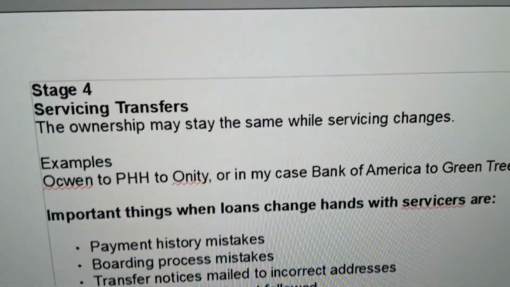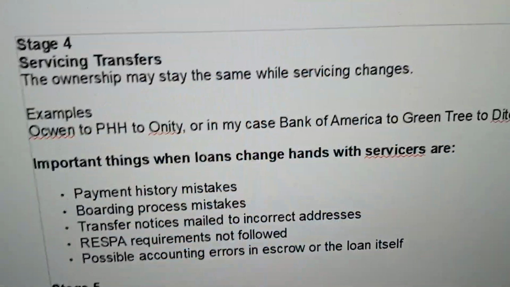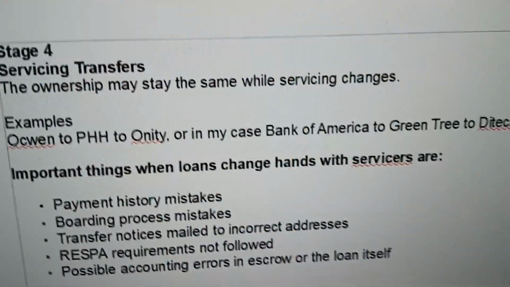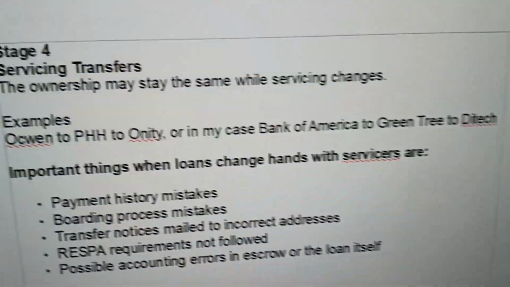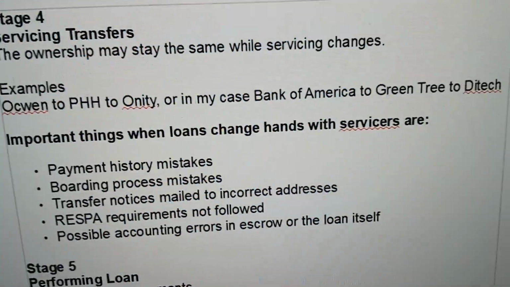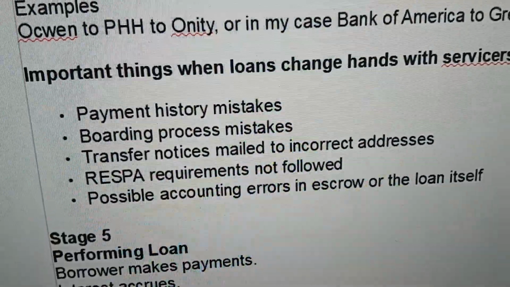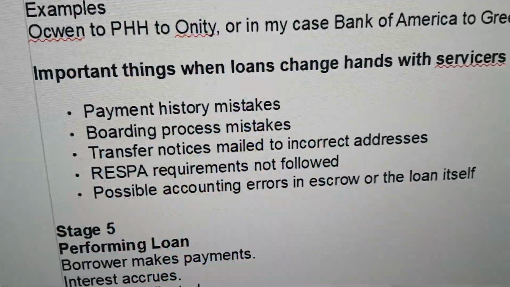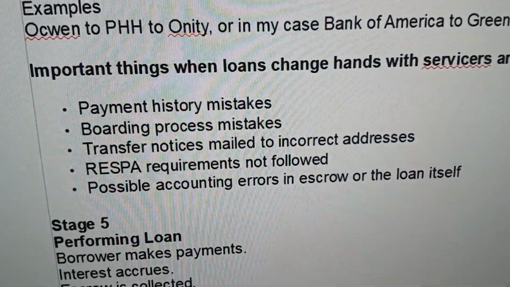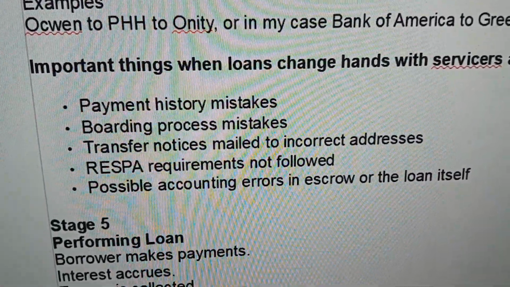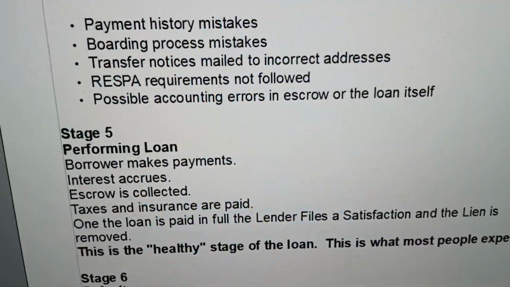Stage 4, servicing transfers. The ownership may still stay the same while the servicing changes. Examples: Ocwen to PHH or Onity, or in my case it was Bank of America to Greentree to Ditech. Important things when loans change hands with servicers are payment history mistakes, boarding process mistakes, transfer notices mailed to incorrect addresses, RESPA requirements not followed, and possible accounting errors in your escrow or the loan itself.